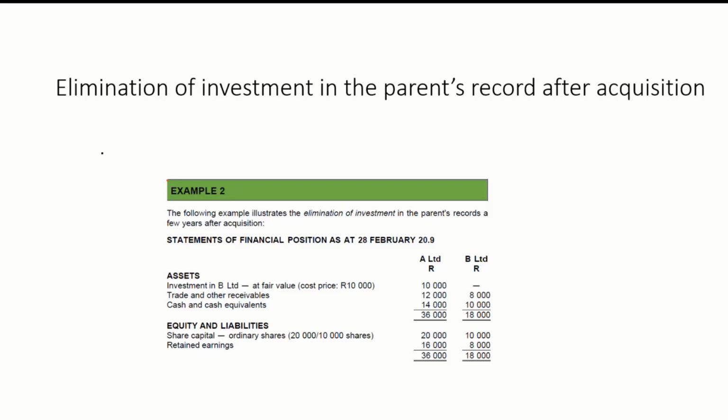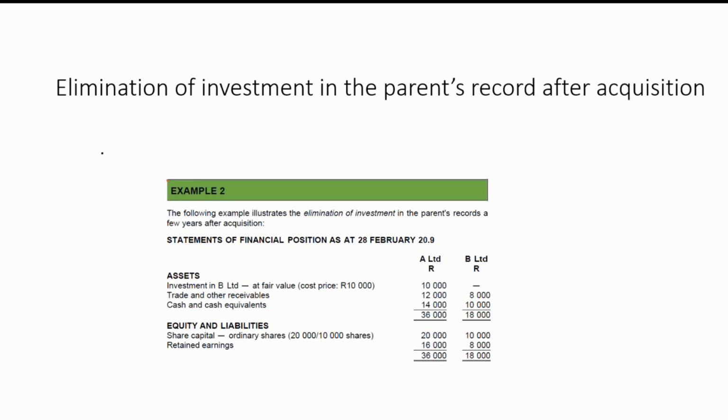How do I know that? Because I can see that in the statement of financial position, there is retained earnings. The fact that there's retained earnings tells me that the business has already been in operation. In the first exercise we did, there was no retained earnings. That means the business had just started. A Limited didn't even give it enough time to build any income or retained earnings before they came to acquire. But in this case, there is retained earnings. So that means the business has been in operation for some time before A came to acquire B.